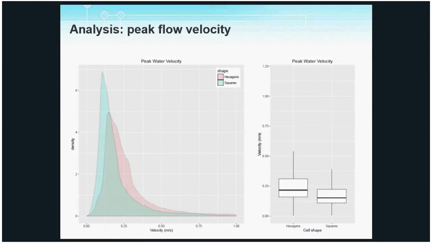So a little bit more detail on the differences in the velocities. As you can see here, the greenish plot, which represents the square results, has many more cells with lower velocities than the hexagons in this reddish plot, which is of course somehow expected after looking at the maps. This is for the peak velocity.